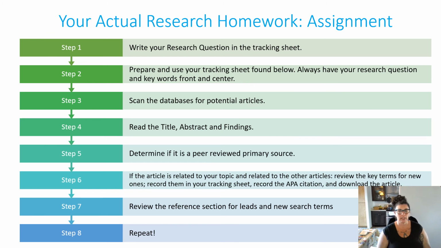Quickly go through the findings and see what it has to say. Then go to step 5, determine if it's peer-reviewed or a primary source. So first of all, if you have a title, an abstract, and findings, that's a pretty good indication that it's a peer-reviewed article source. But even though it has that, you still want to double check.